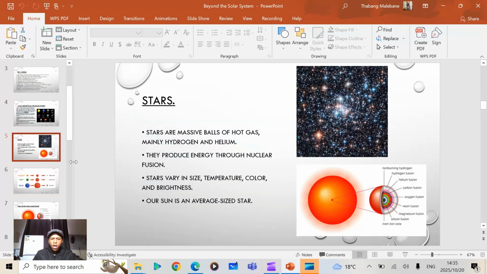Coming to the stars. What are stars actually? Stars are massive balls of hot gas, mainly hydrogen and helium. They produce energy through nuclear fusion. Stars vary in size, temperature, color, and brightness. Our sun is an average size star.